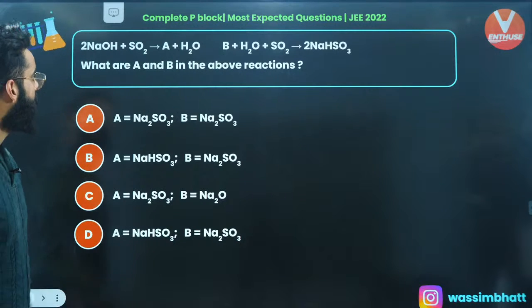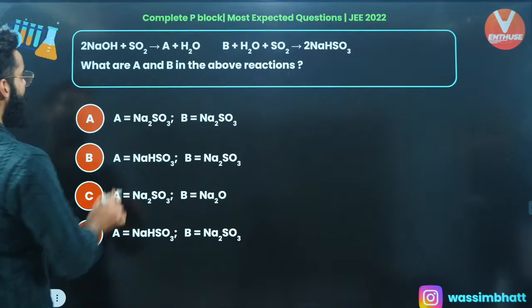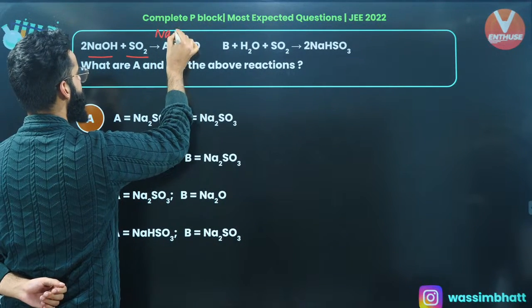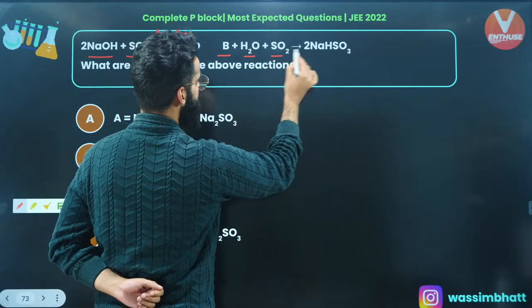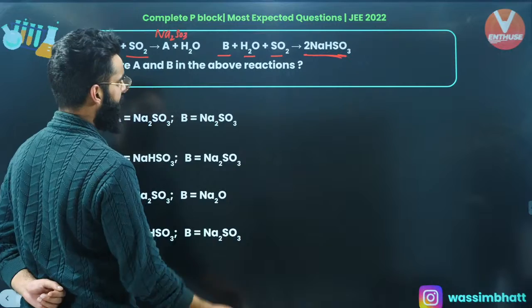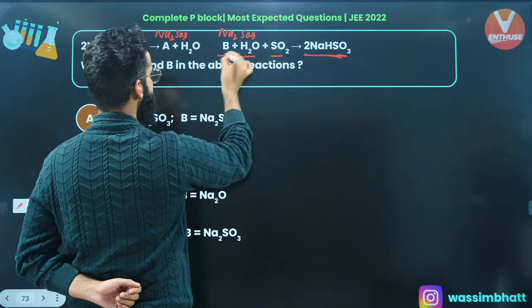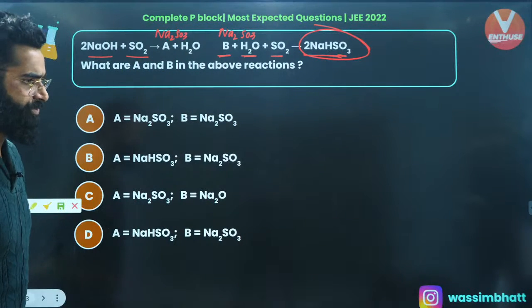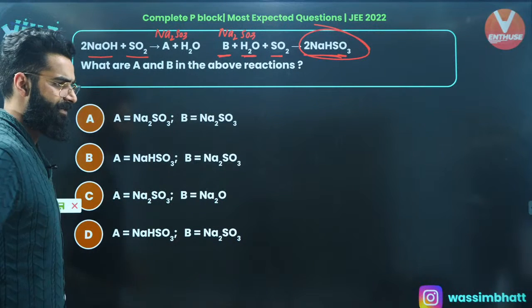Perfect. All right. NaOH plus SO2 gives A plus water. When NaOH reacts with SO2, it gives Na2SO3. B plus water plus SO2 gives NaHSO3. So this B is supposed to be Na2SO3 only. Na2SO3 plus water plus SO2 gives NaHSO3. Perfect, guys. So it's option A only which is the correct answer of this particular question.